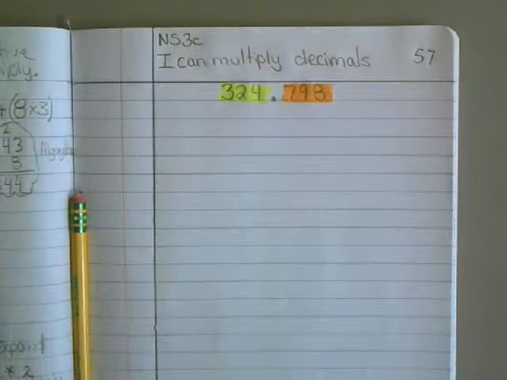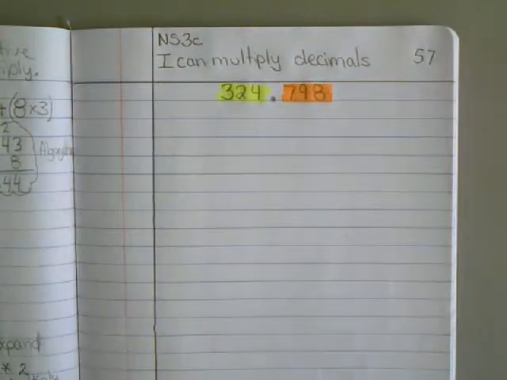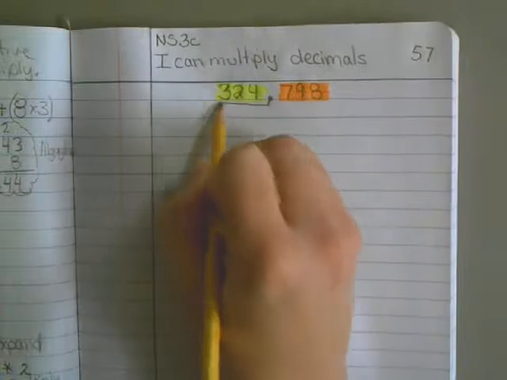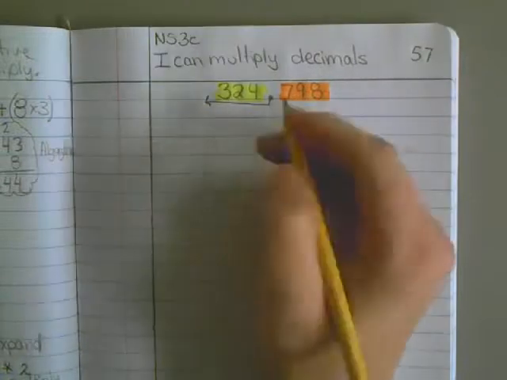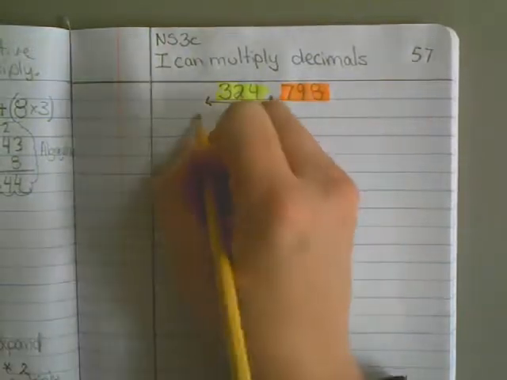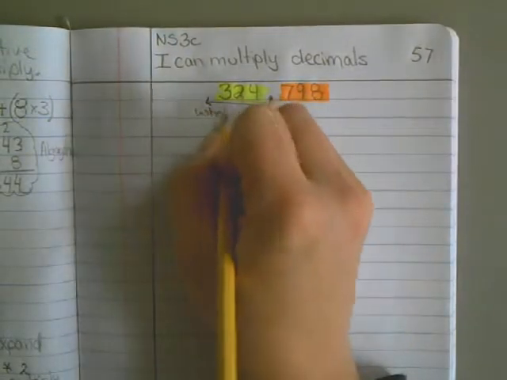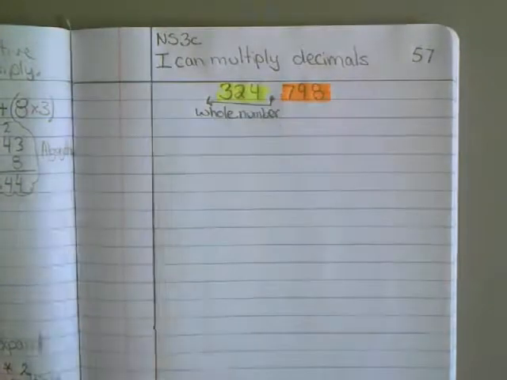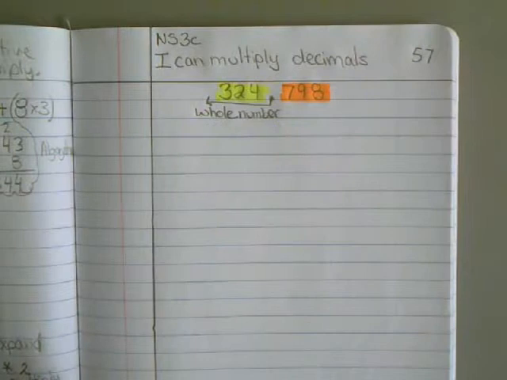Okay? Now, the numbers on the left, does anybody know what we call those numbers? Whole numbers. Erica? Whole numbers. Absolutely correct. Whole numbers. Those are called whole numbers because they are complete. Okay?